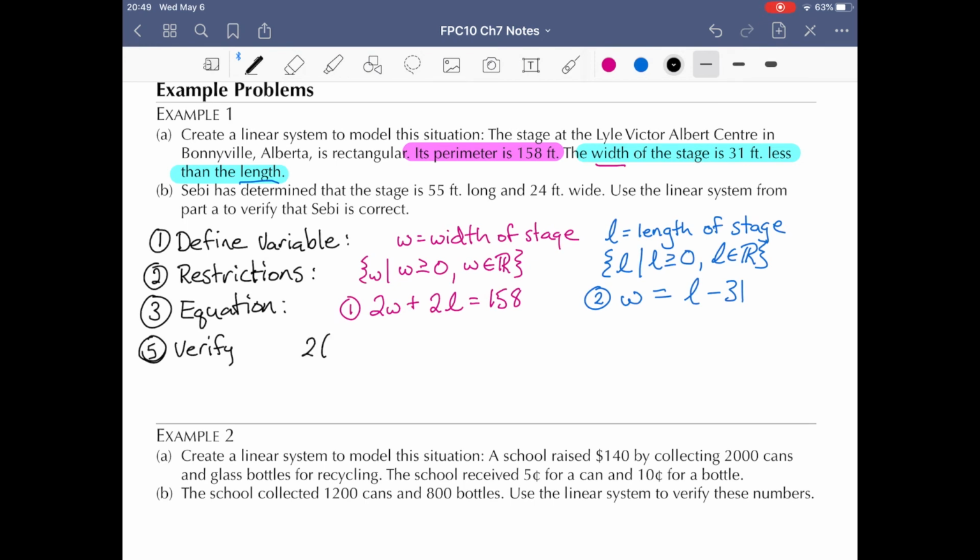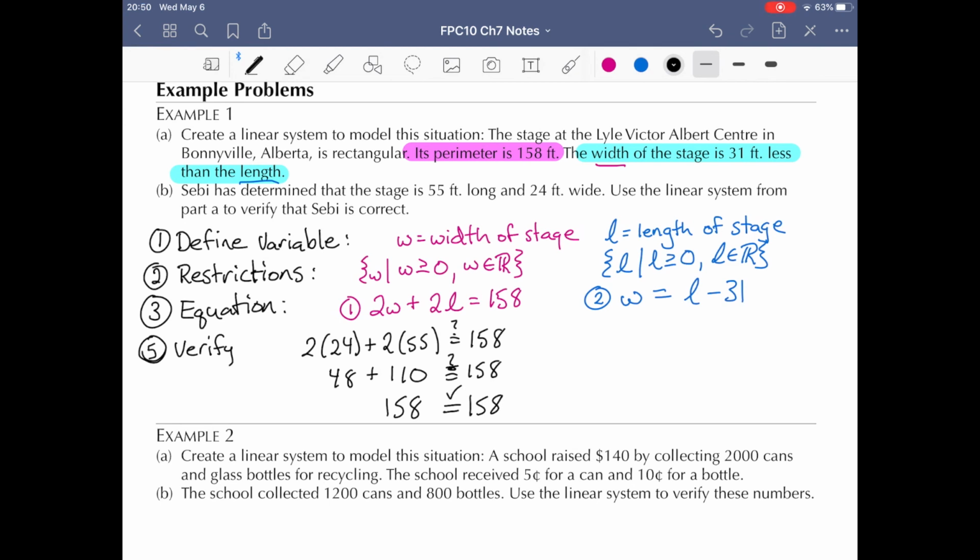2 times 24 plus 2 times 55. So we just substitute these into our equation. And we ask ourselves, does it really equal 158? And then we do 2 times 24 is 48 plus 110. Does that equal 158? And 158 does equal 158. So it works in the first equation.